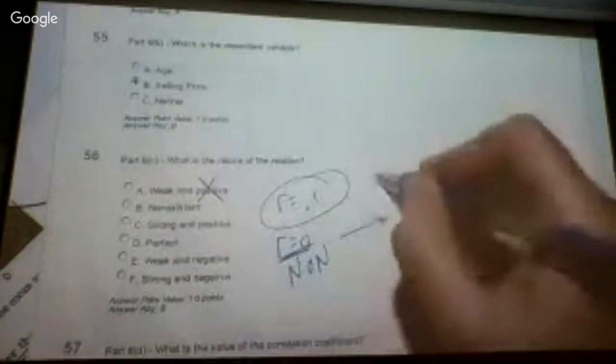I don't think I could go with weak and positive because it's so small. It's closer to 0 than it is here. Although something like R equals 0.24, I would call weak. 0.1, I would say it's non-existent.